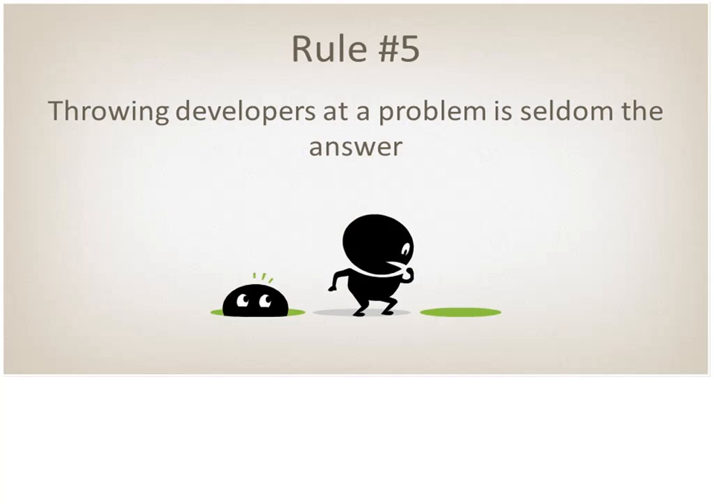So speaking of developers, rule number 5: throwing developers at a problem is seldom the answer. Back when I first started off, there was an old axiom in the software business that you would never have a development team larger than you could fit into a VW Beetle to go for pizza, which is about 4 people, 5 if they're skinny. I still think that is a pretty good benchmark.